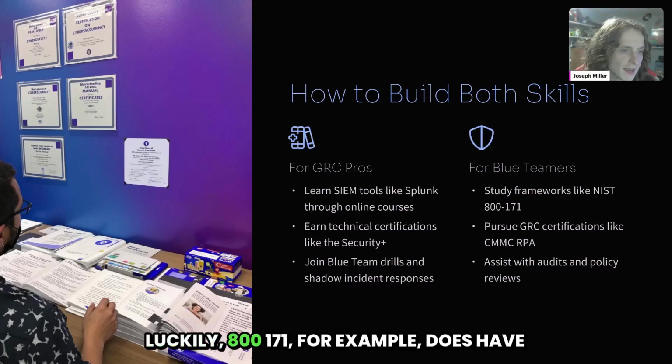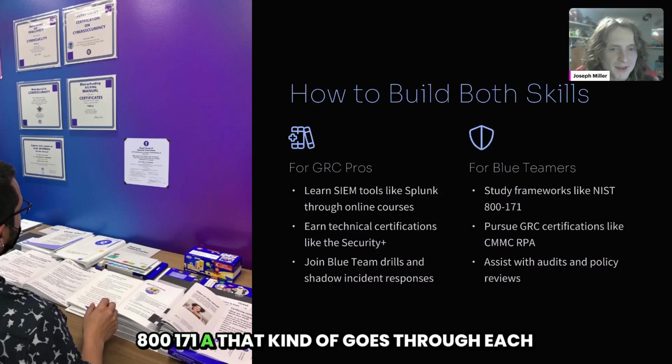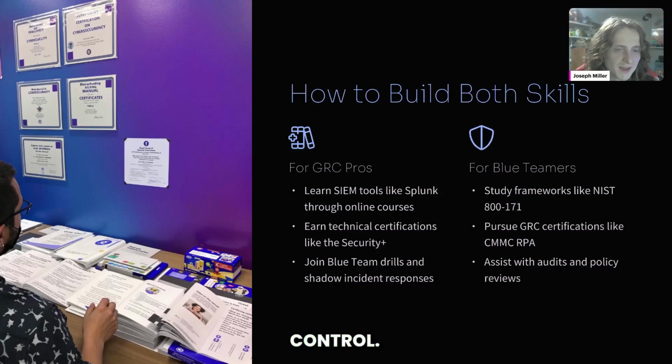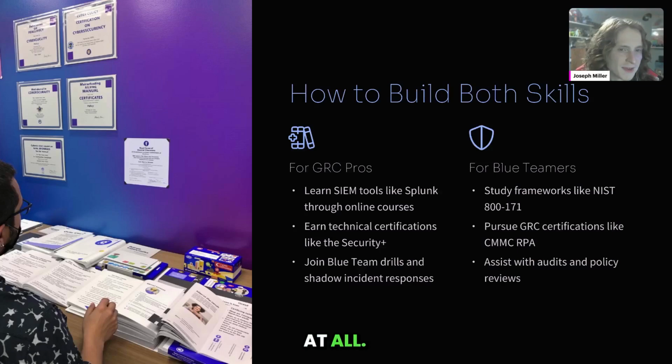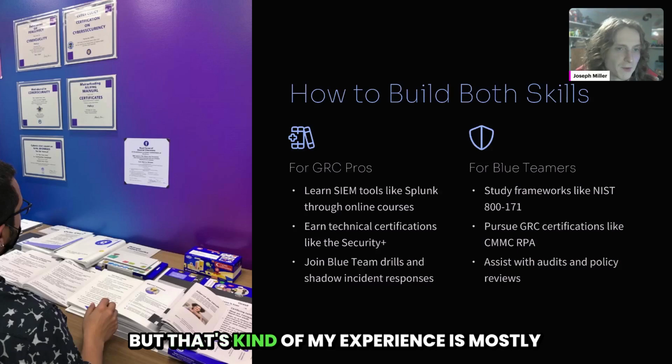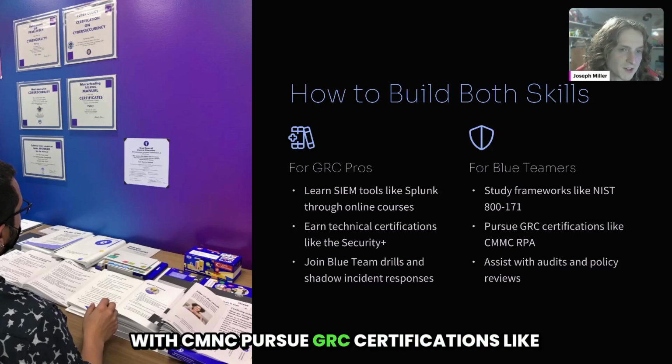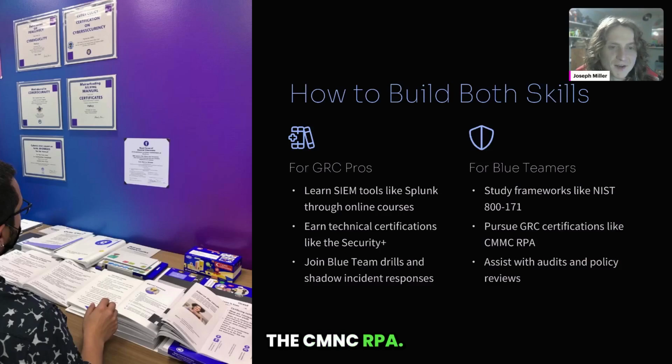Luckily, 800-171, for example, does have 800-171A that goes through each control. I'm not sure about 53. I haven't gotten to do it a lot or really at all, but my experience is mostly with CMMC. Pursue GRC certifications like the CMMC RPA.